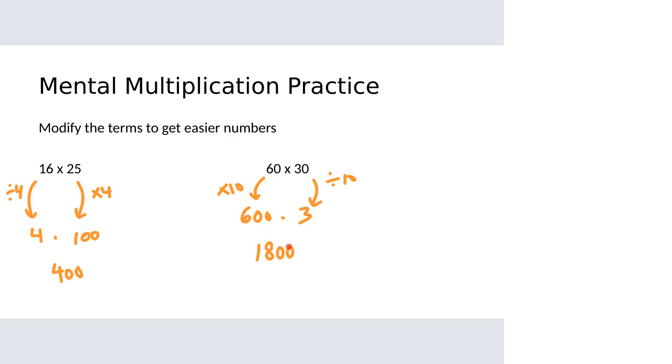By multiplying one of the numbers by something and dividing the other one by the same thing, we've created a new problem that is exactly the same as the old problem. Let me know if you have any questions on that.